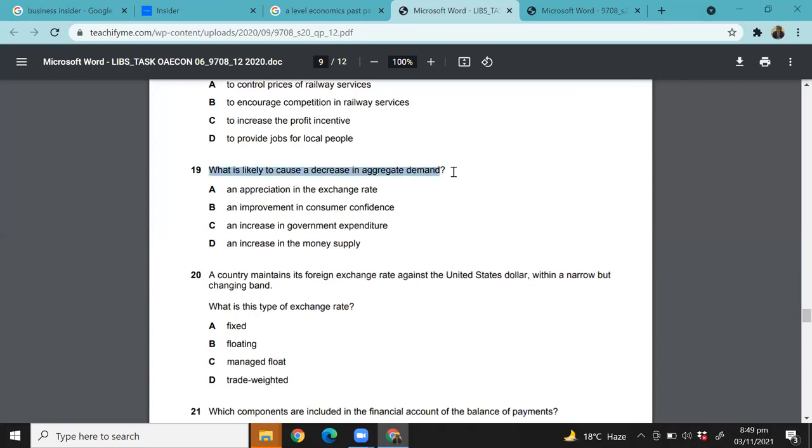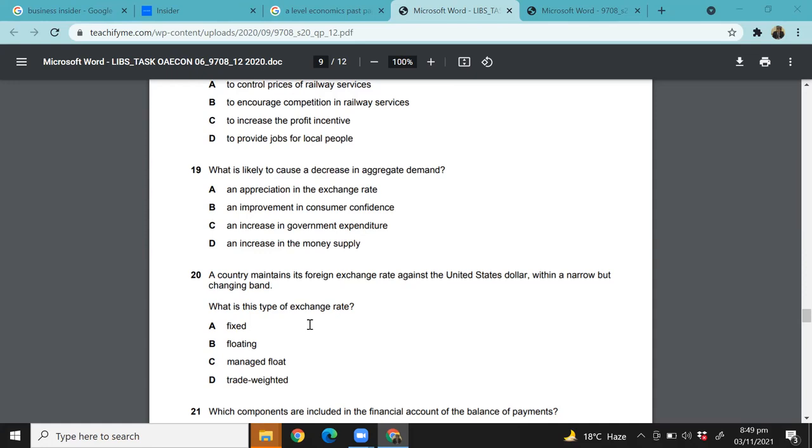Okay, what is likely to cause a decrease in aggregate demand? What causes a decrease in aggregate demand? An appreciation of the exchange rate, an improvement in consumer confidence, an increase in government expenditure, or an increase in money supply? So think about it again. What causes a decrease? When there's more money supply, there will be more lending, people will be spending more, right?